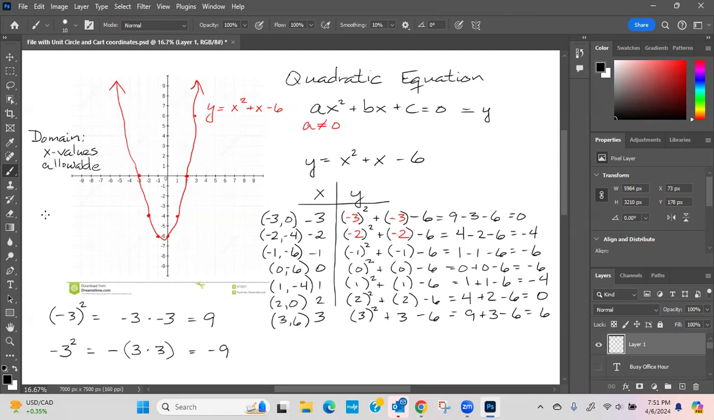And with these quadratics, oh, what was I writing? I'm not sure what that word was. Okay.